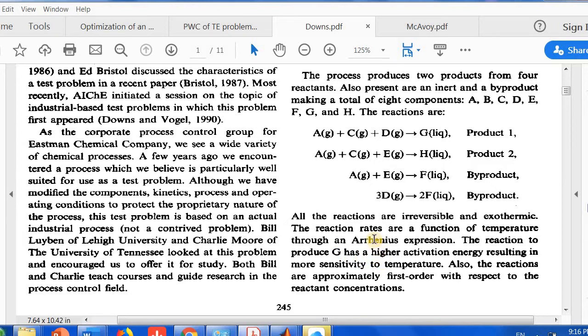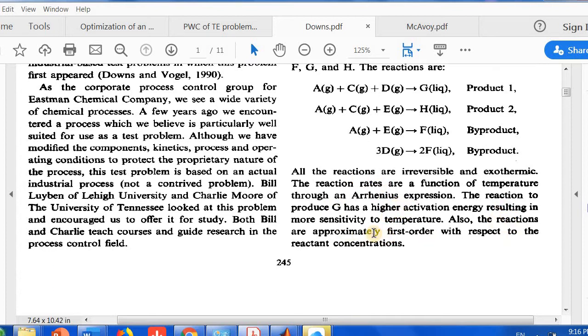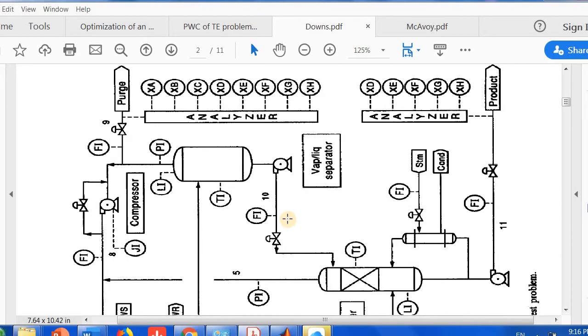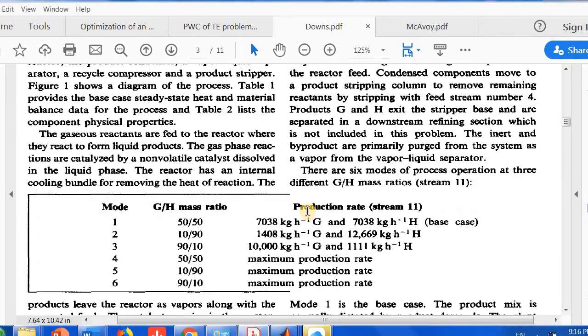So I think you heard that, right? You need to consider those properties so that you can decide on your control system. The reactions are approximately first order with respect to the reactant concentration, so you can consider that as first order. That is the plant. We already explained the plant.